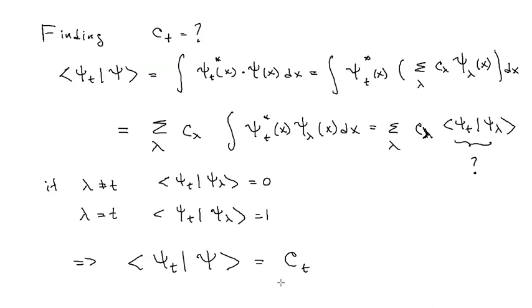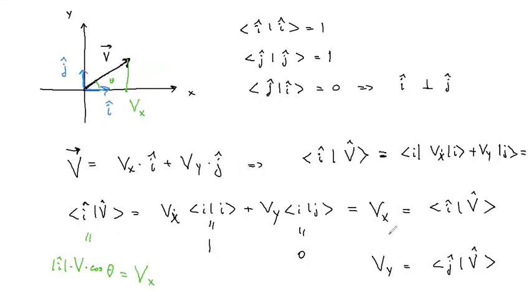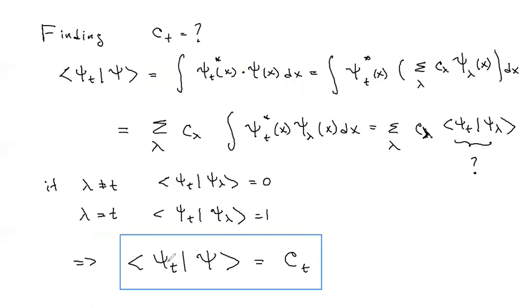Let's compare this with the previous page. Look at this. The coefficient in the expansion can be found as an inner product between the basis vector and your actual vector. This is the same, yeah? The coefficient in the expansion can be found as an inner product between the basis vector and my vector.